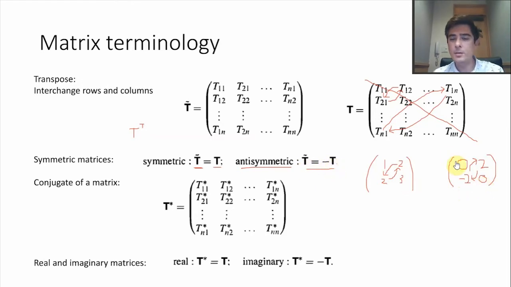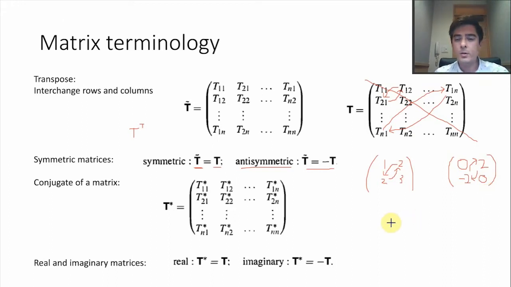In fact, I think it's impossible to have an antisymmetric matrix where the diagonal elements are non-zero, because under the transpose, the diagonal elements don't actually go anywhere, and it's impossible to have any number which is the negative of itself unless it's zero. So that's why this antisymmetric example needs to have diagonal components that are zero. Okay, anyway, these are just definitions.